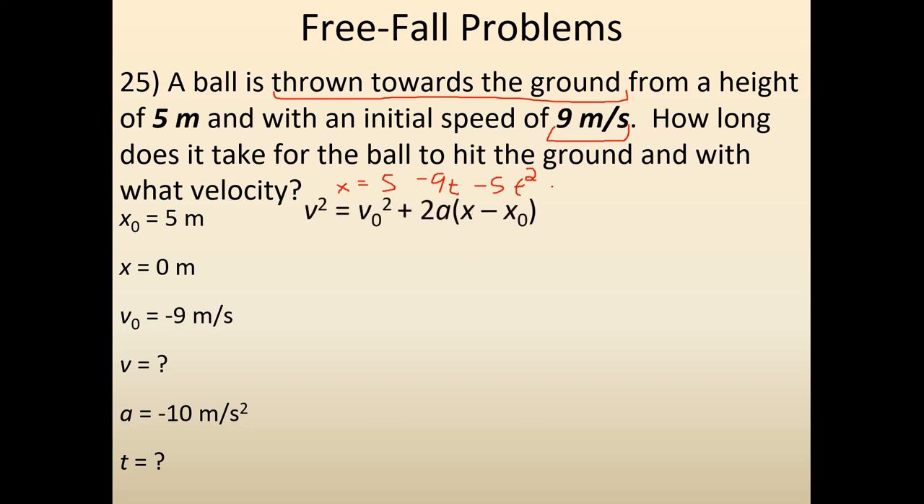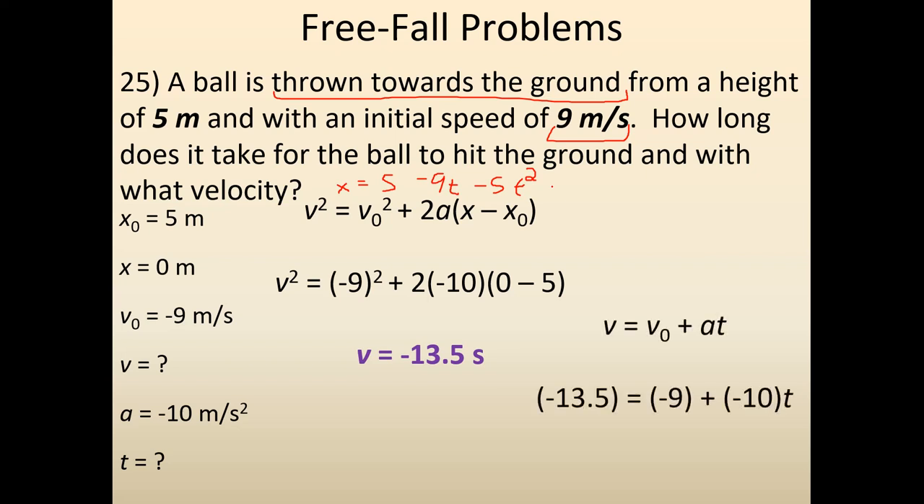You actually can use the timeless equation. I know I made the comment, I try to avoid this, but I also try to avoid the quadratic equation even more. So it really comes down to what you're more comfortable with. So you take the timeless equation, you plug all the numbers in. I'm finding the final velocity before I find the time. And then once again, when I take the square root, I get plus or minus 13.5. Take the negative because it's going down. Now that I have the final velocity, I can use the acceleration equation, plug the numbers in, and use this number in this equation to find time to be 0.45 seconds.